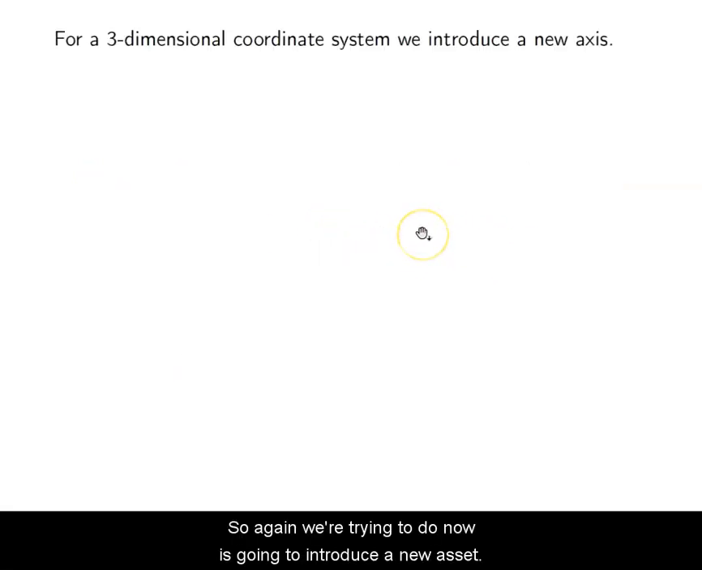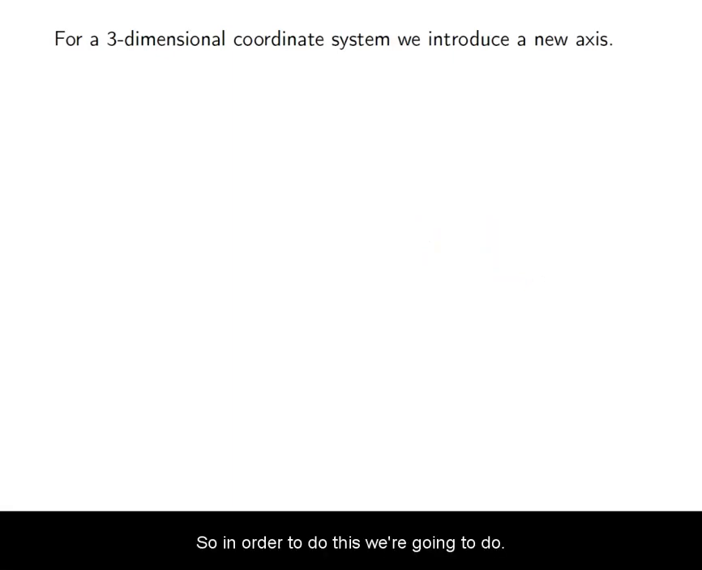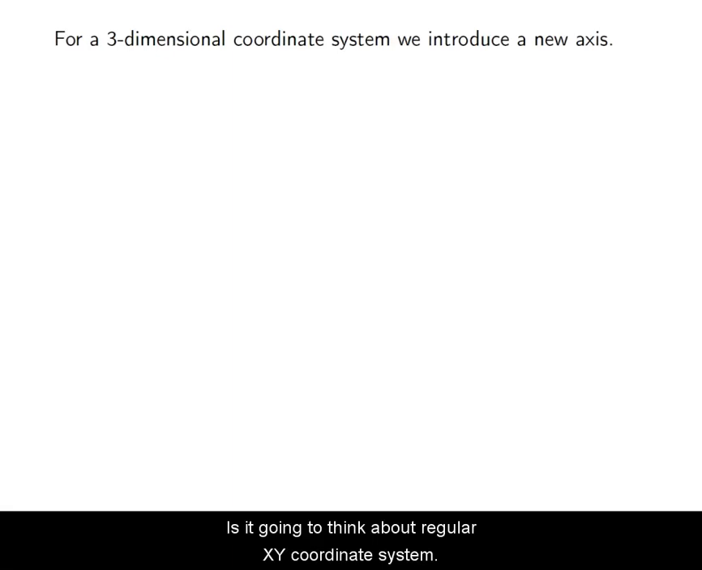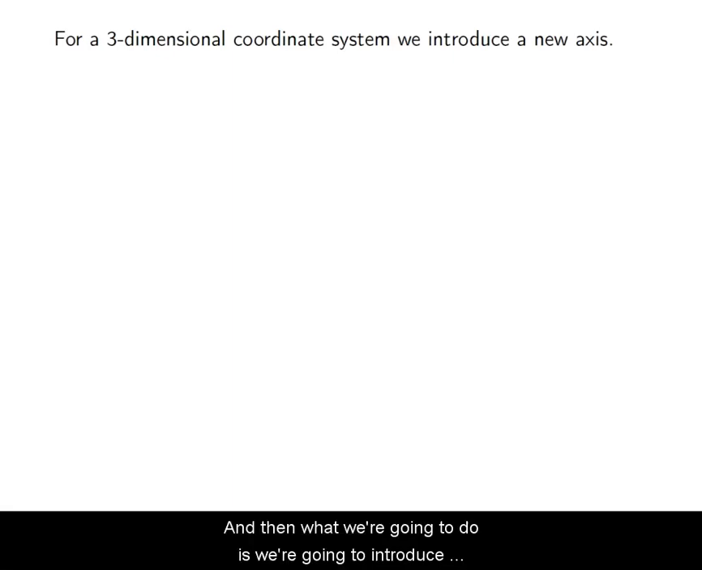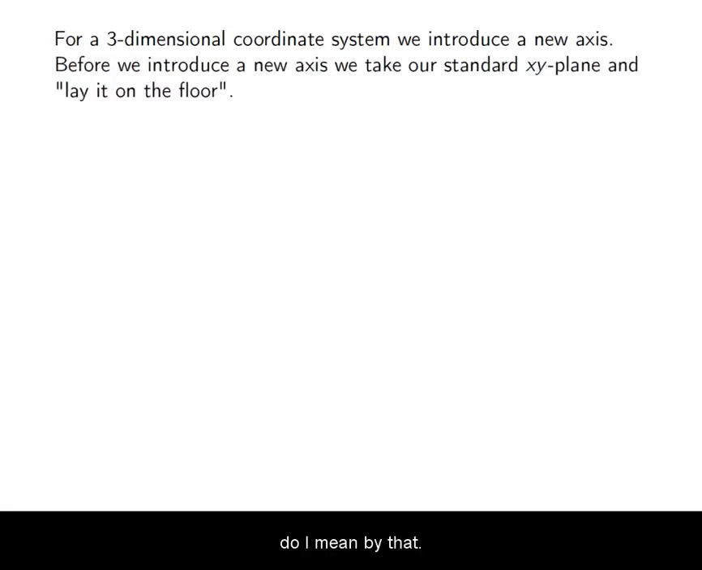Again, what we're trying to do now is introduce a new axis. To do this, we think of our regular XY coordinate system, and instead of thinking of it as us looking at a piece of paper, up, down, left, and right, we take that XY coordinate system and lay it flat on the ground. Then we introduce a new coordinate system, an up and down. So what do I mean by that?